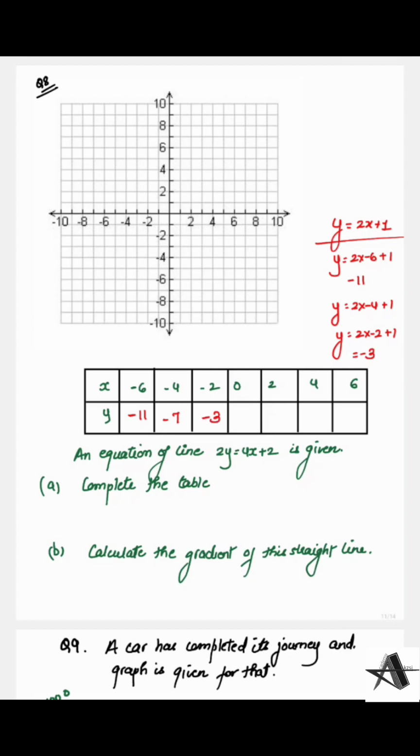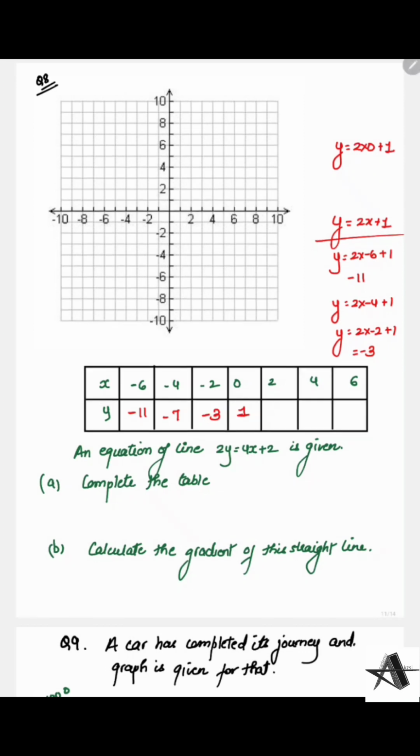y equals 2 into 0. I am writing it up here. 2 into 0 plus 1, which is plus 1. It's basic calculation. Now let me put 2 here. So in the same way, I need to put 2. So y equals 2 into 2 plus 1, which is 5. Then y equals 2 into 4 plus 1, which is 9. And then y equals 2 into 6 plus 1, which is 13. Now we have completed this. Only we need to plot them.